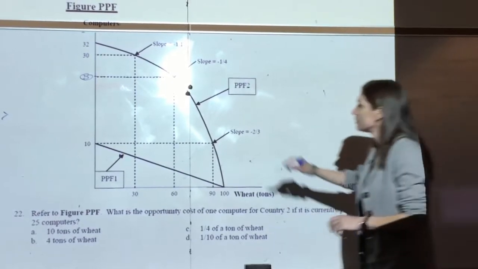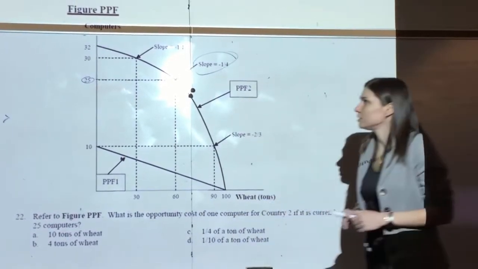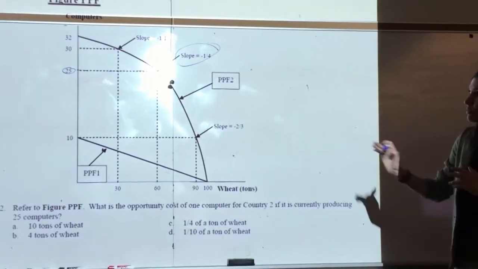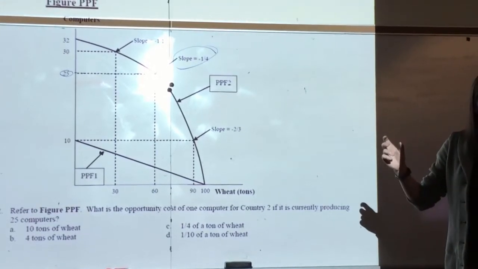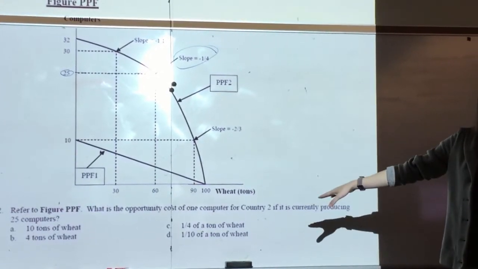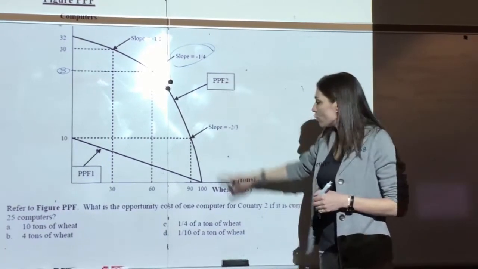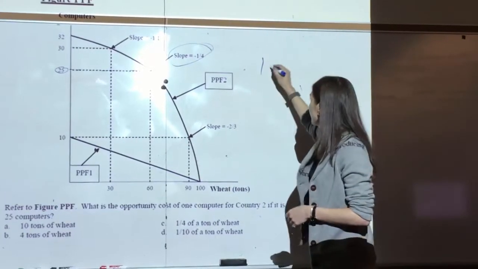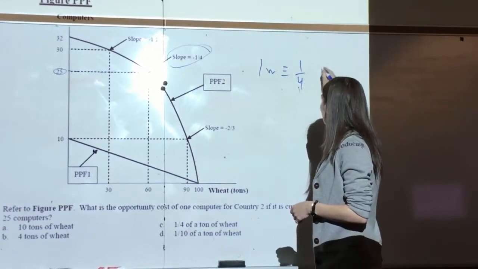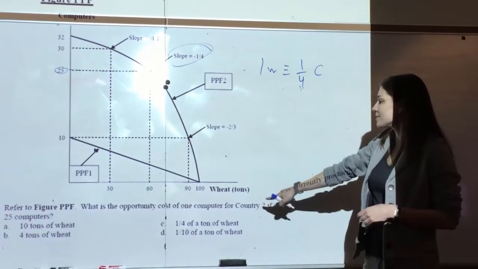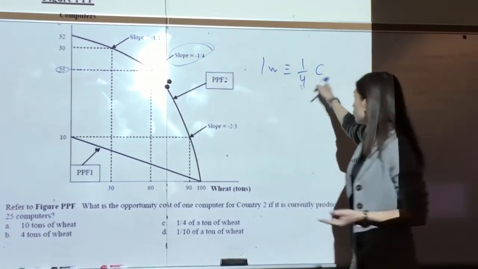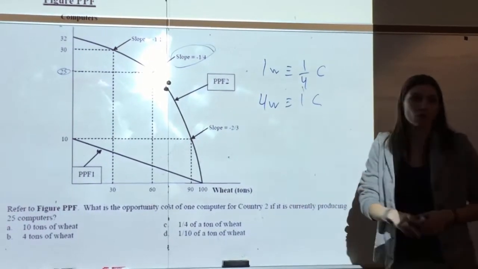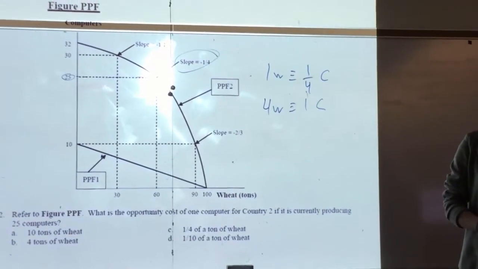Okay. Well, we know that the slope of the PPF is the opportunity cost of the good on the x-axis, right? So 1/4 would be the opportunity cost of wheat. So 1 wheat would be equivalent to 1/4 computers. The question is, what is the opportunity cost of one computer? So I need to multiply both sides by 4, and I get 4 wheat. That's all there is to it, right?